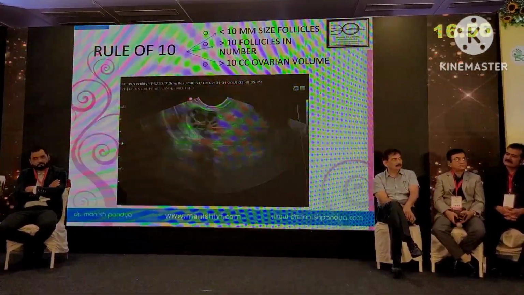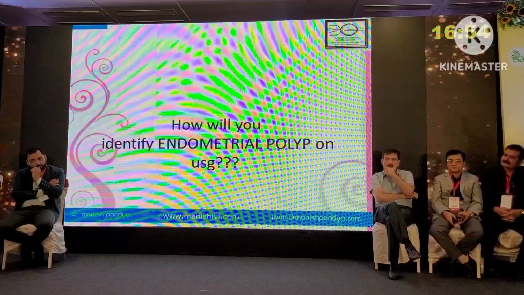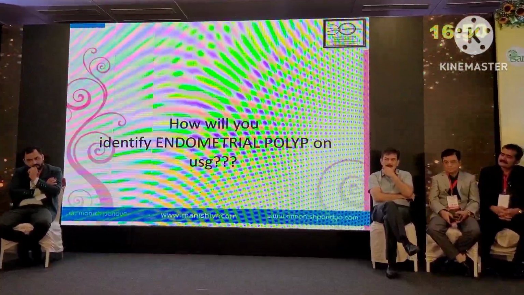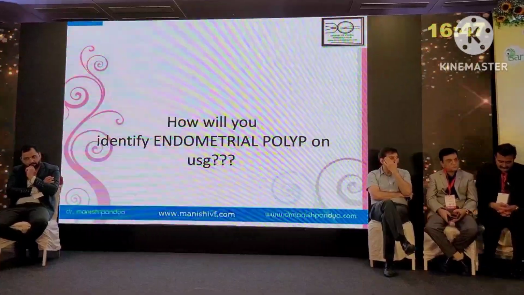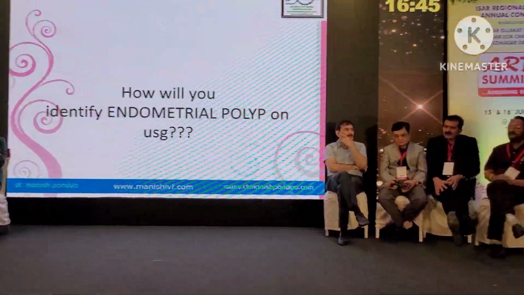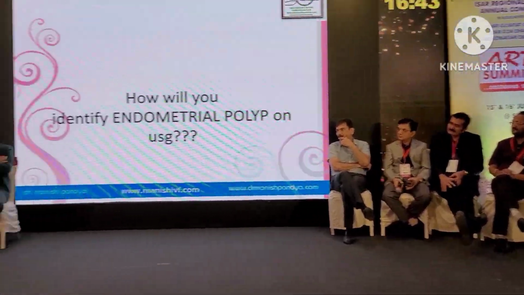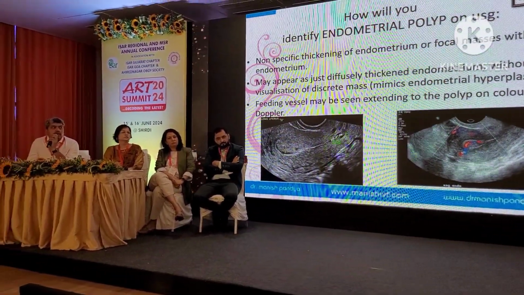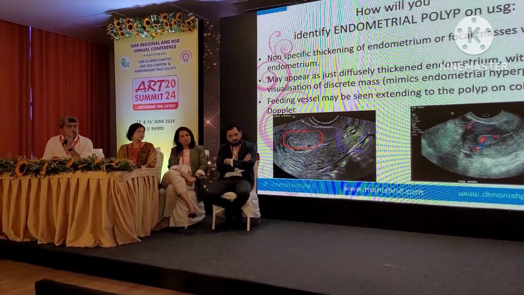Thank you very much. How will you identify endometrial polyp? Now this is a day-to-day situation. Now we'll go for a clinical situation. We've got 16 minutes left. So how do you diagnose endometrial polyp on ultrasound, sir? Endometrial polyps are best diagnosed pre-ovulatory, in between day 10 to the day before the ovulation.